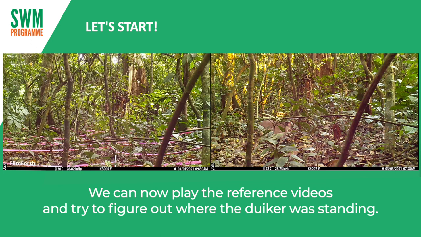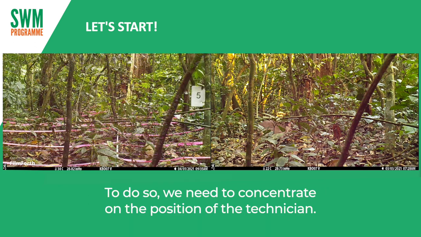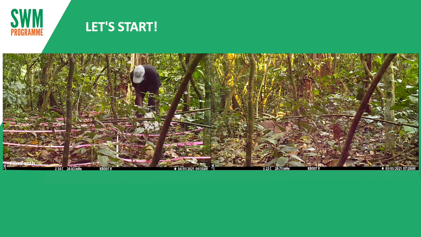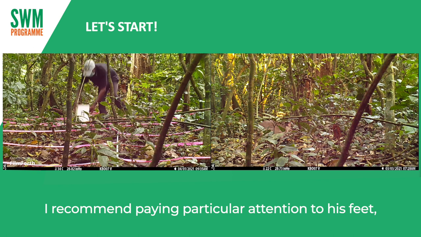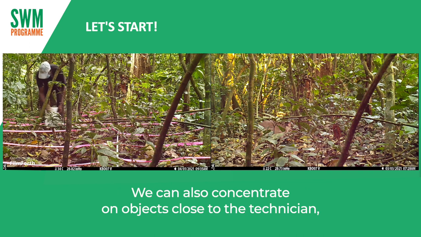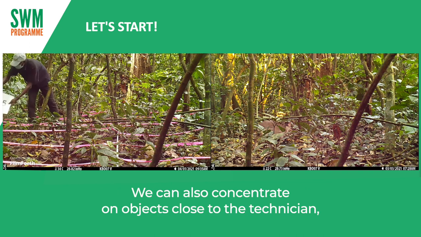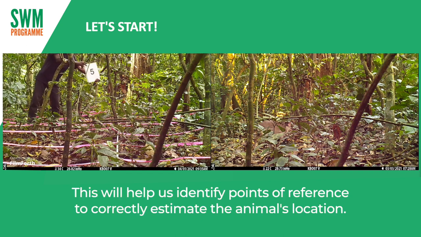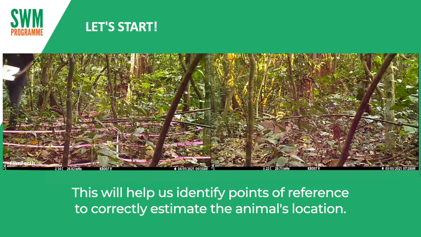We can now play the reference video and try to figure out where the duiker was standing. To do so, we need to concentrate on the position of the technician. I recommend paying particular attention to his feet, which usually give us a better idea of his real position in the field of view. We can also concentrate on objects close to the technician, like the little tree in the middle of the field of view. This will help us identify points of reference to correctly estimate the animal's location.